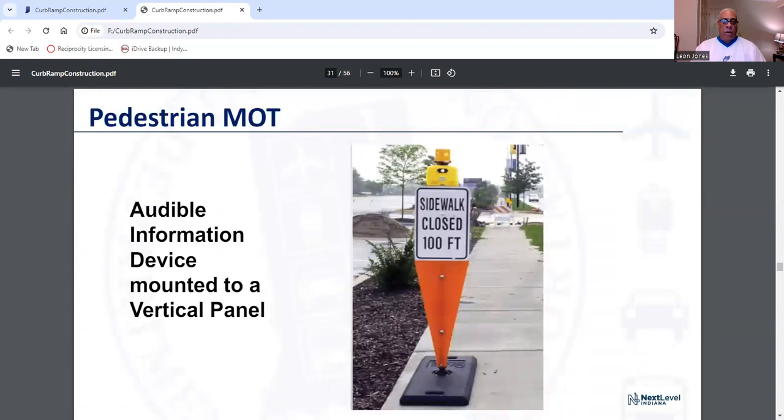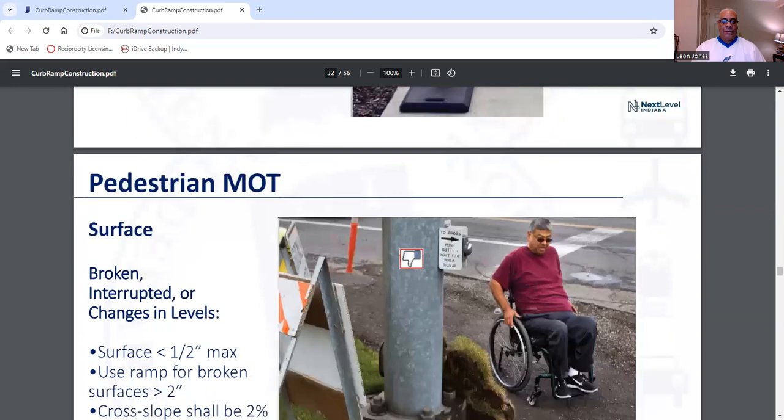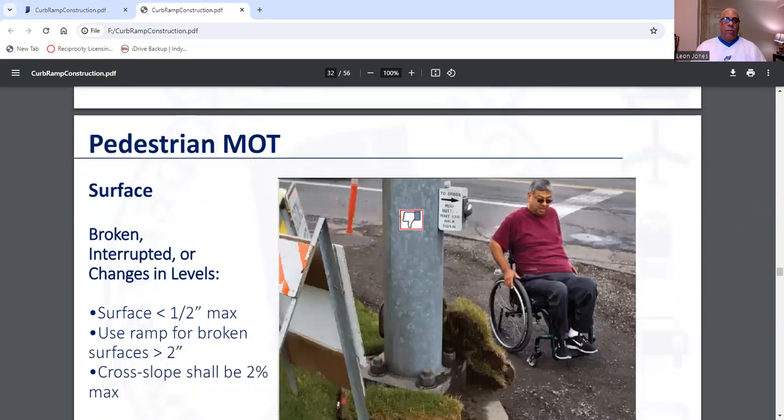Then you have your audible information device. It's mounted on a vertical panel. Of course, when we deal with MOT, whether it's roadway MOT or pedestrian MOT, we deal with the surface. Now, broken, uninterrupted, or changes in levels. Well, surface is less than 1/2 inch max.